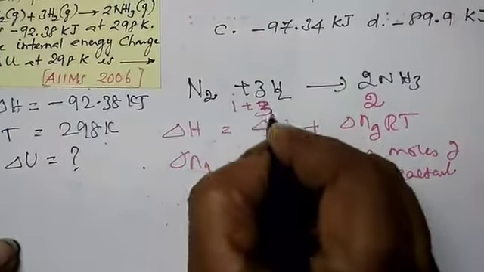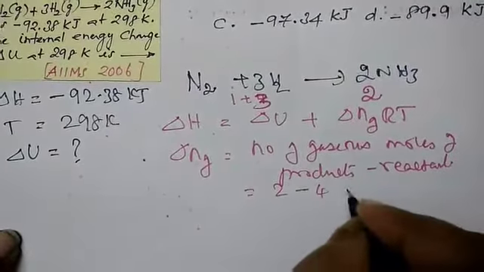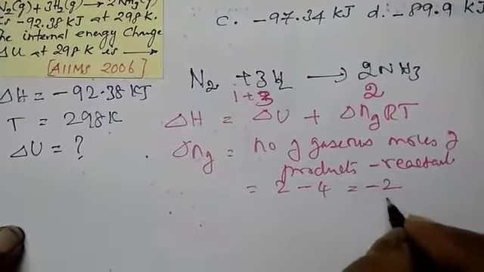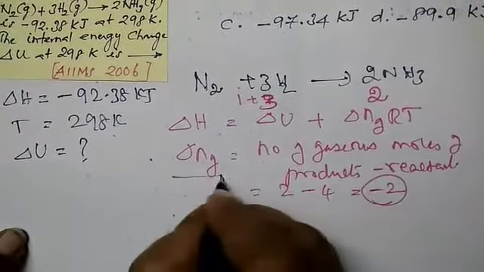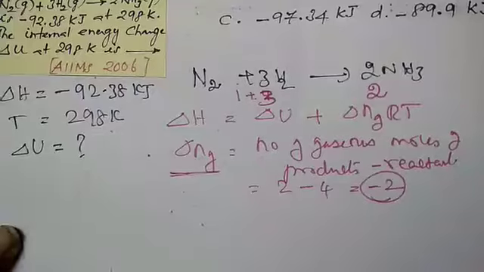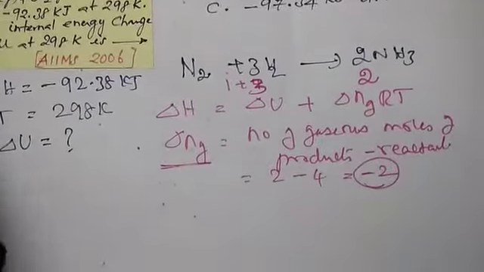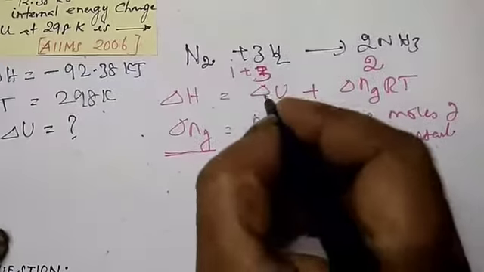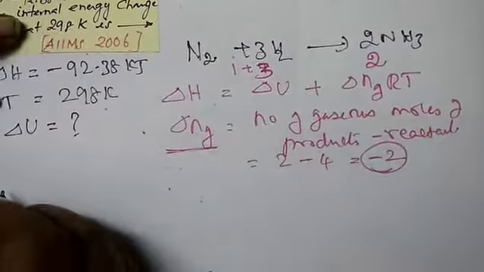This is 3 plus 1, 4. So 2 minus 4 is equal to minus 2. That minus 2 is delta Ng. The remaining thing we have to do is substitute, of course. Now I am going to substitute it. Let us see, here delta H, I am starting from this directly.